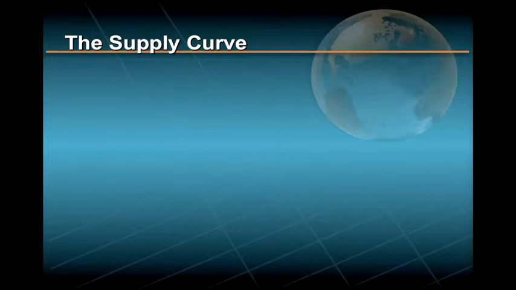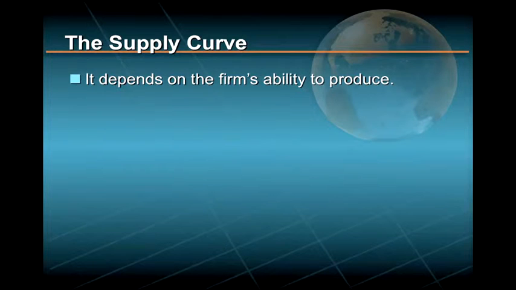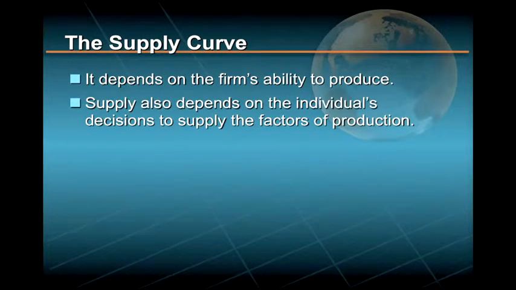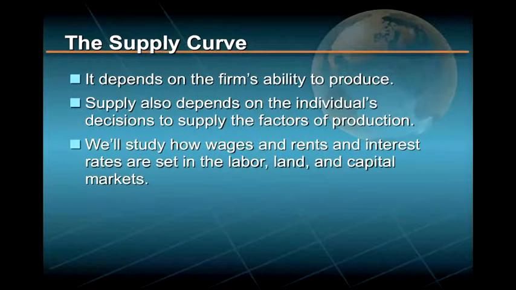Let's turn now to the supply curve. It depends, perhaps most obviously, on the firm's ability to produce. To transform factors of production like raw materials and labor and capital into consumable goods. However, supply also depends on the individual's decisions to supply the factors of production to begin with. That's why later on we'll spend a whole part of this course just studying how wages and rents and interest rates are set in the labor, land, and capital markets.